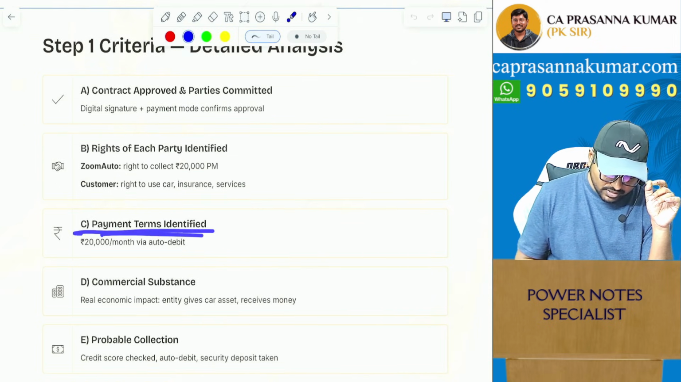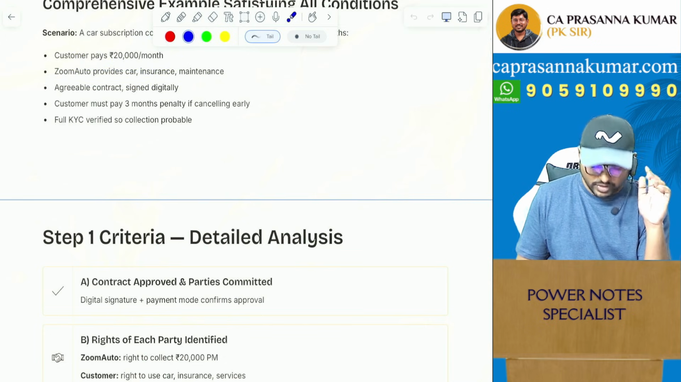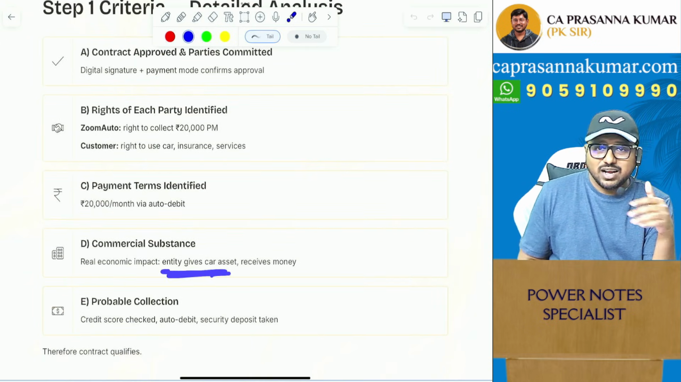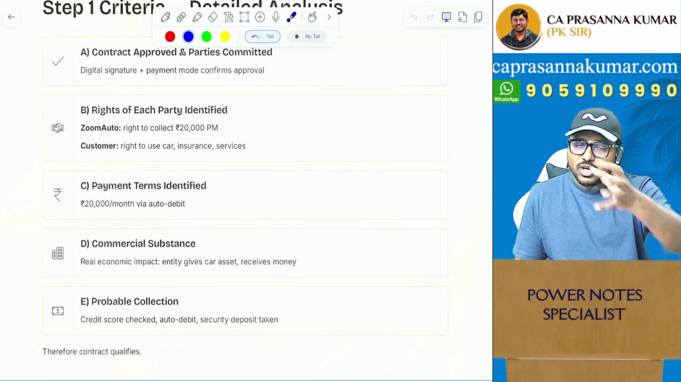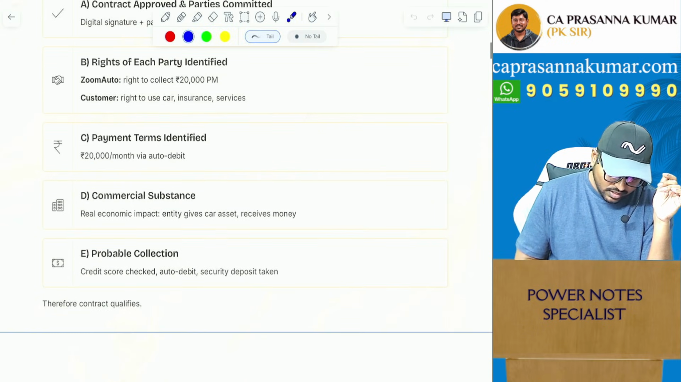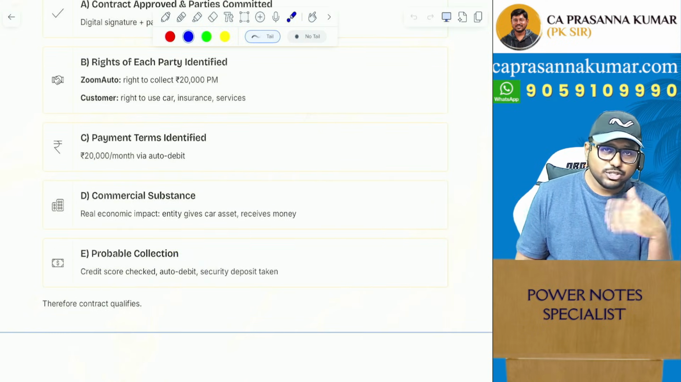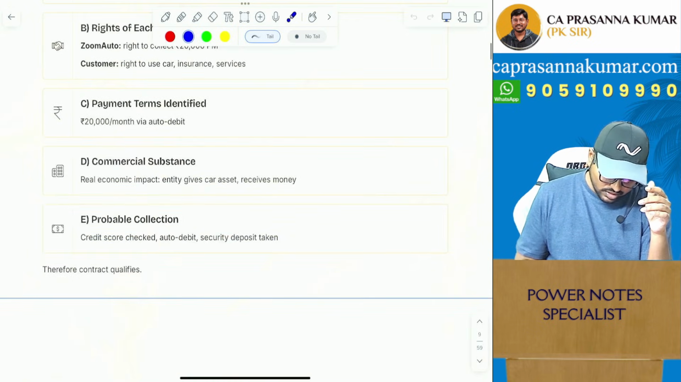Third condition, payment terms identified. Yes. Auto debit will happen every month from the account of the customer for 20,000. Commercial substance is there. Yes. The entity is giving a car to the customer, and the customer is actually paying solid money of 20,000 per month, which will change the cash flow of the company significantly. You understand the point? So there is commercial substance. Probability of collection. Yes. Auto debit is there. Credit score is checked, so it is sure that the customer will pay. Anyway, that condition is already given in the question. Collection is probable.